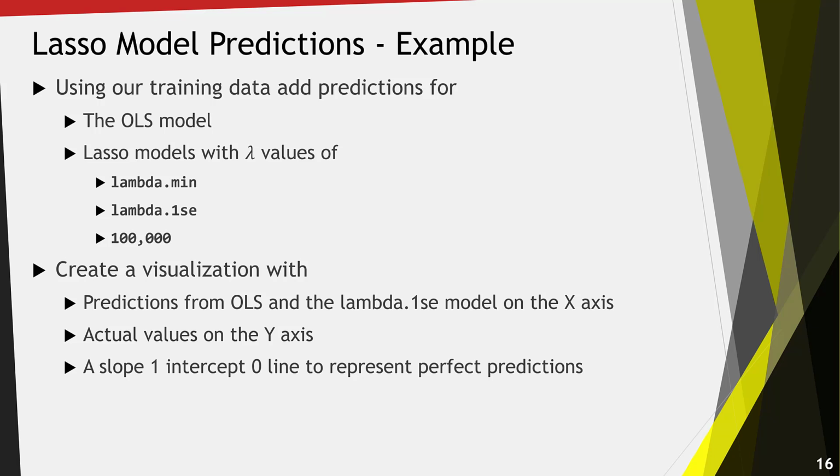We're going to do this for both the OLS model and Lasso models with lambda values of lambda.min, lambda.1se, and a lambda value of 100,000. We'll then create a visualization with predictions from OLS and the lambda.1se model on the x-axis, the actual values on the y-axis, and also a slope 1, intercept 0 line that would represent perfect predictions.